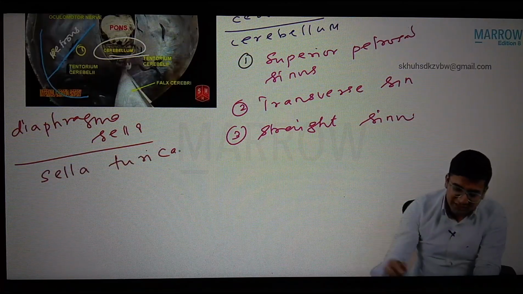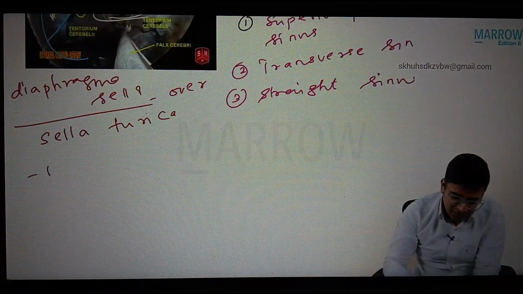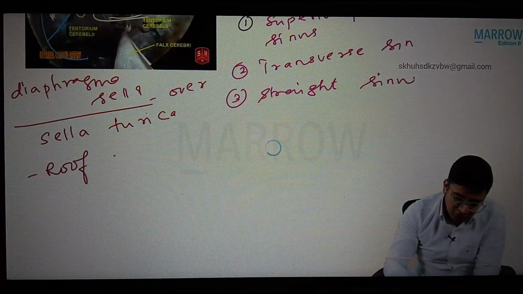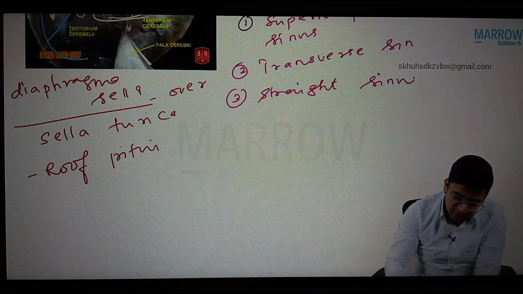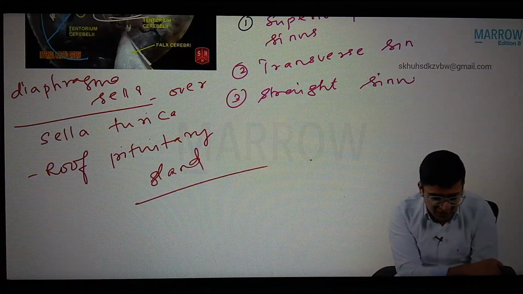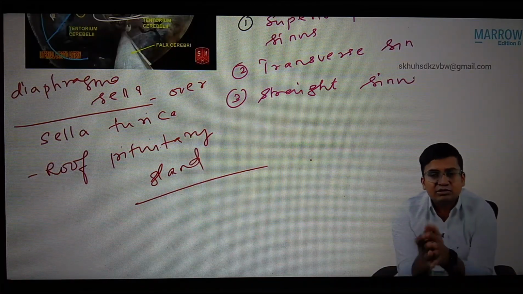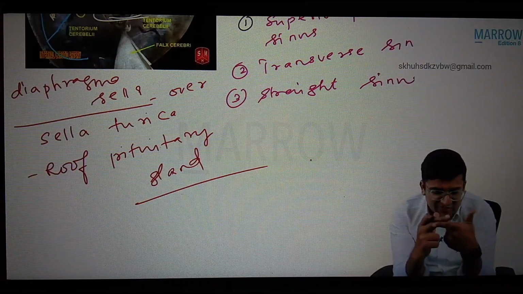It is present over the sella turcica, and that forms the roof of the pituitary gland. Roof of pituitary gland. Okay, right. So these are the four dural folds we have. What are those? Falx cerebri, falx cerebelli, tentorium cerebelli, and diaphragma sellae.